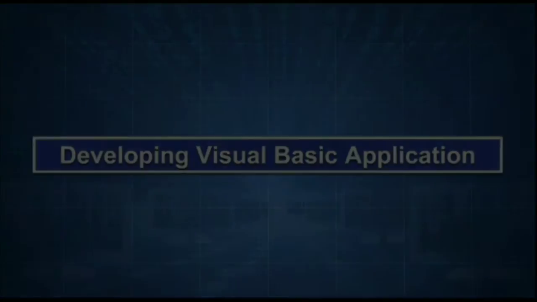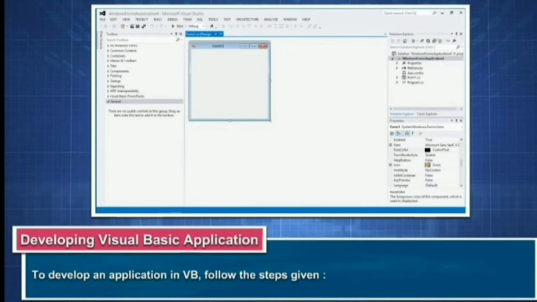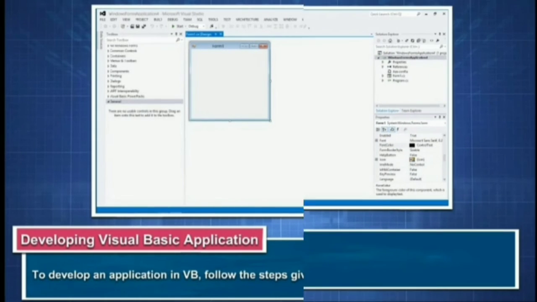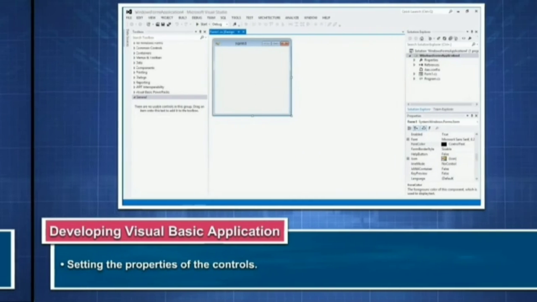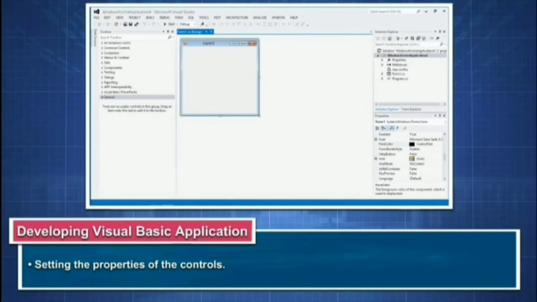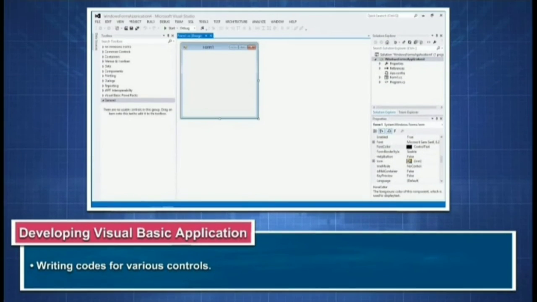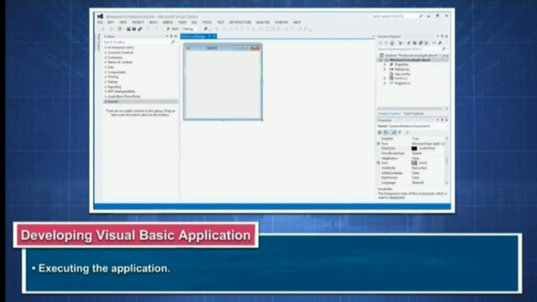Developing Visual Basic application. To develop an application in Visual Basic, follow the steps given here. First step is designing a form by adding the controls to the form. Second is setting the properties of the control. Third is writing codes for various controls. Next one is executing the application. This is the last step.